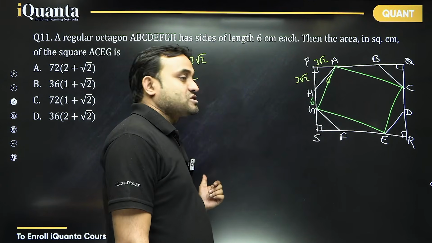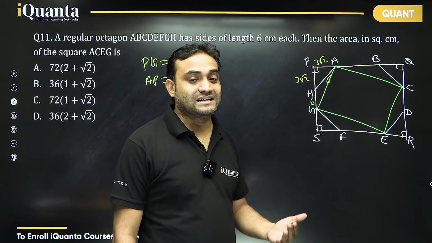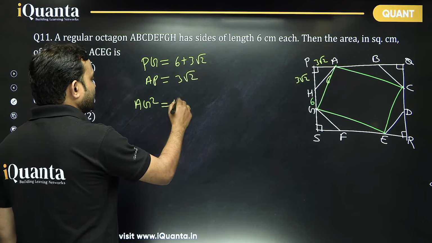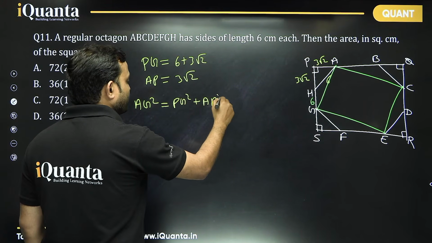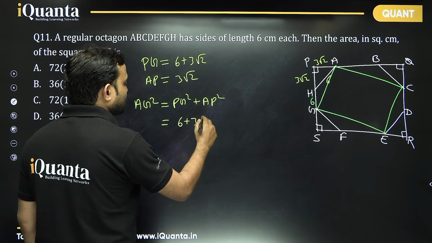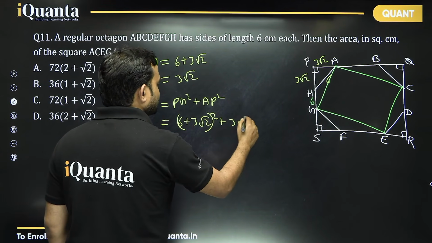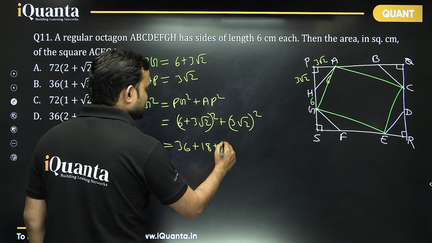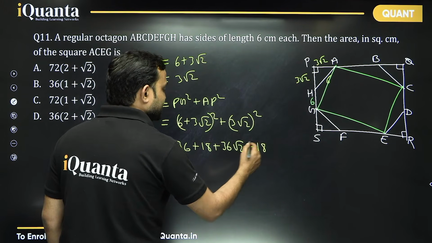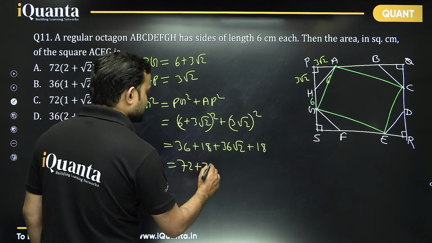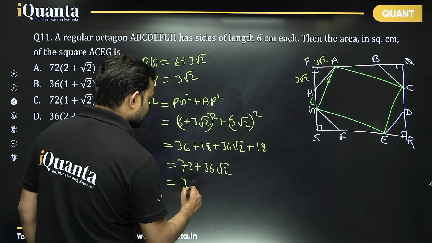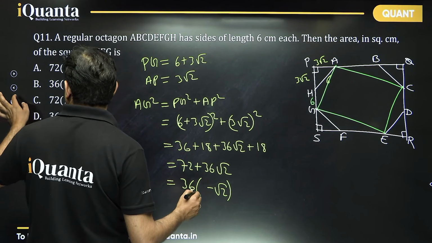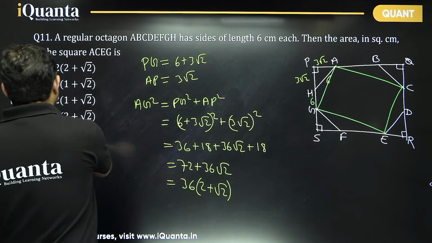Just like the previous solution, we found AC square. AC is the side length, AC square will be the area. So here we can say AG square will be equal to PG square plus AP square. PG square is (6 plus 3 root 2) whole square plus (3 root 2) whole square. This will be equal to 36 plus 18 plus 36 root 2 plus 18, which is 72 plus 36 root 2, and if you take 36 common, you get 2 plus root 2.